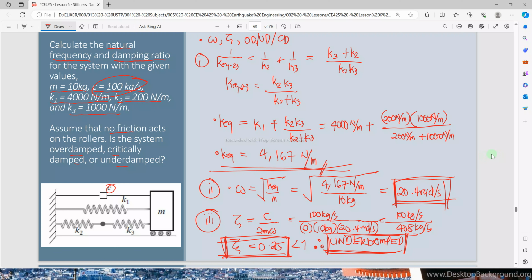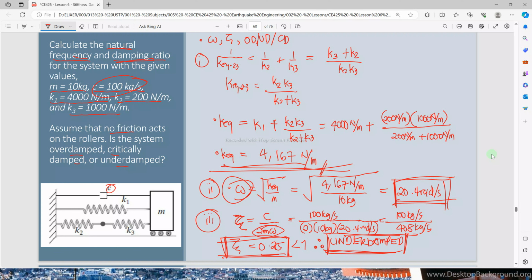Since we have the damping coefficient and then the stiffness, we took the equivalent stiffness. We have a series, and then we have a parallel, and then we combine them all, and we have an equivalent stiffness equal to 4,167. And then we get the natural frequency because we're also to find the natural frequency. After getting the natural frequency, we're asked to find the damping ratio. This is our damping ratio, the ratio of the damping coefficient over the critical damping at 2m omega. And the ratio is 0.25.